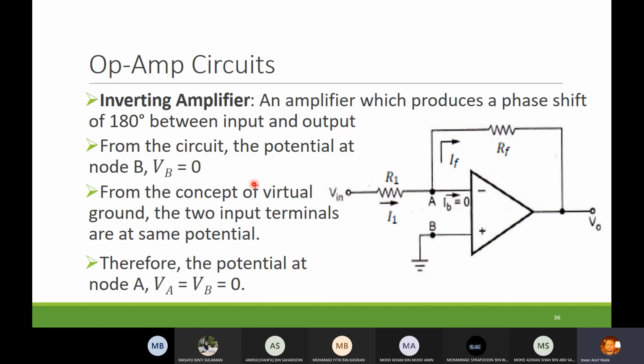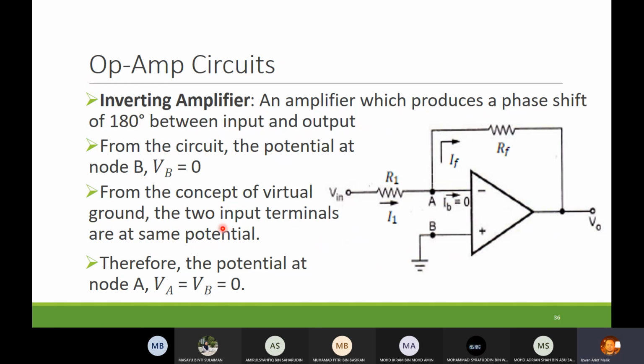Now we look into the example of the circuits. So we look into the inverting amplifier, where the Vin will be supplied into the negative input. This amplifier produces a phase shift of 180 degrees between input and output. From the circuit, the potential at node B, which is here, is 0 because we connect it to ground.